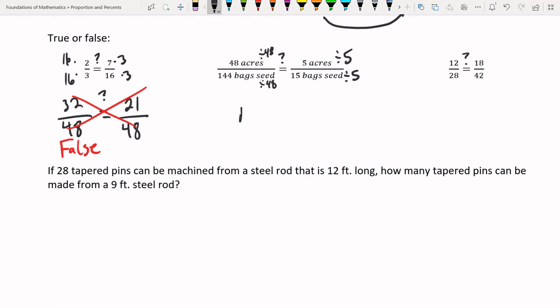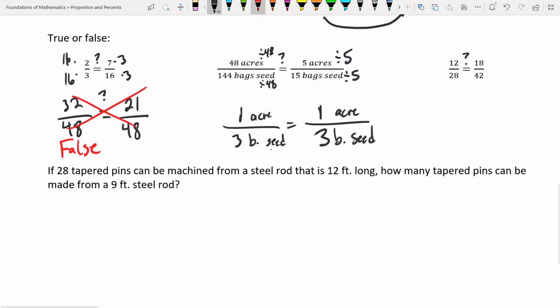So 48 divided by 48 is 1. I can say 1 acre. 144 divided by 48 is 3 bags of seed. BS, bags of seed. 5 acres divided by 5 is 1 acre. 15 bags of seed divided by 5 is 3 bags of seed. And here you see that we have the exact same numbers. So this is true, meaning that you can use these two proportions to relate each other, depending on whatever circumstance, right?